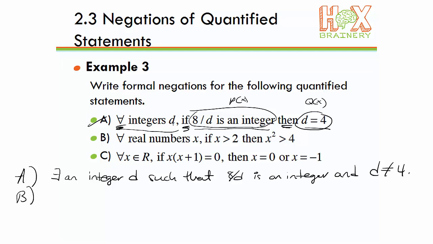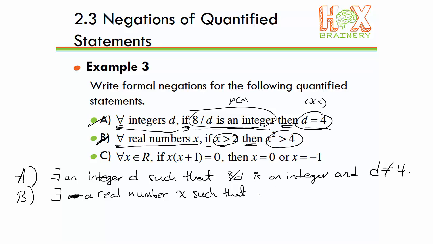Let's see about part B. For all real numbers x, that's going to become there exists a real number x such that, if x is greater than 2, then x squared is greater than 4. So we'll say x is greater than 2 and x squared is not greater than 4. And you can leave this like this, or if you want to rewrite it and say x squared is less than or equal to 4, that's fine too. Those are equivalent, so you could do it either way.